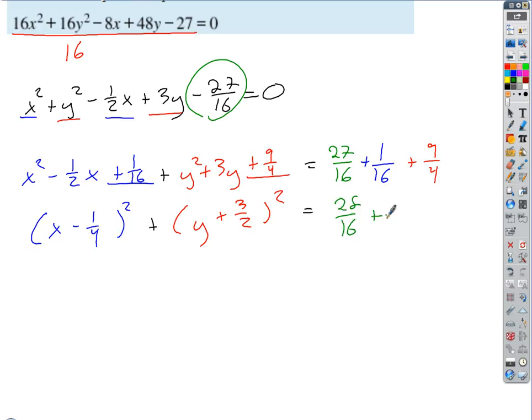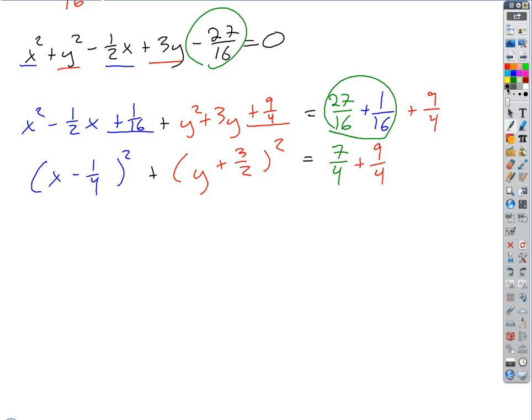plus 9/4. Well, if I multiply top and bottom to get a common denominator, actually I could reduce this, couldn't I? Let's just do that. So 28/16, if I divide top and bottom by 4, I get 7/4 is what those two combine to, plus 9/4 gives us 16/4, which is 4.